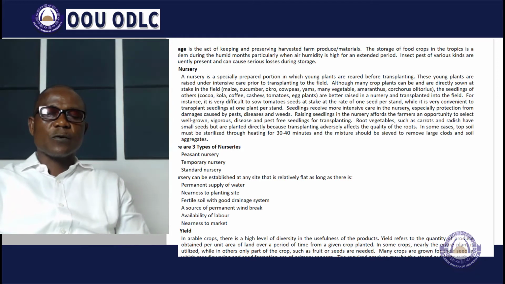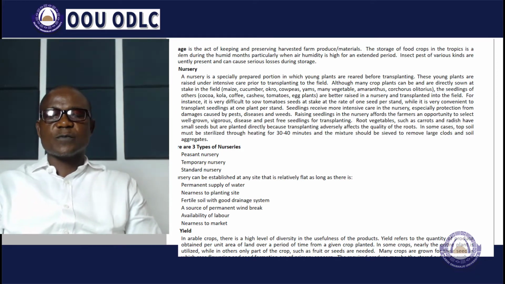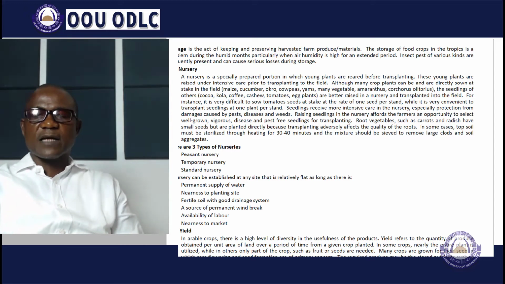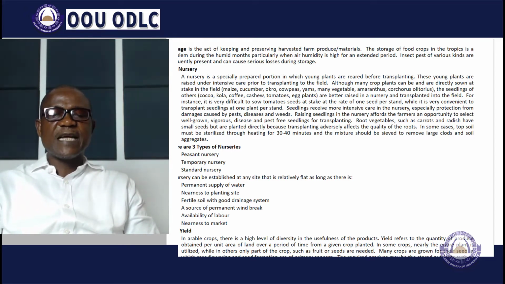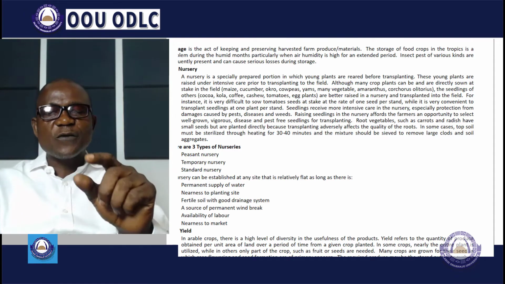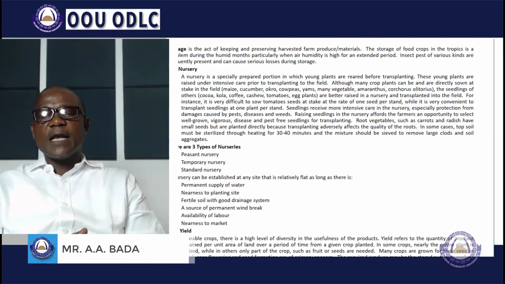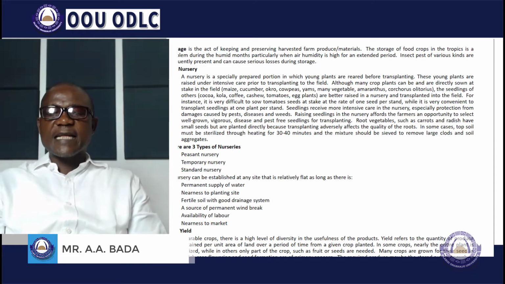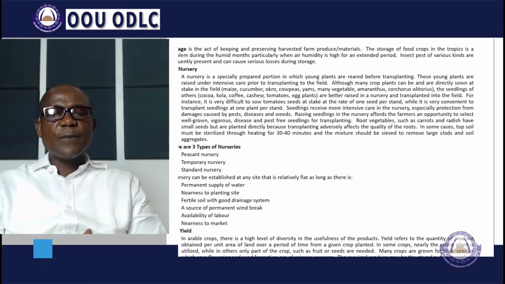Yield. In arable crops, there is a high level of diversity in the usefulness of the crops. Yield therefore refers to the quantity of produce obtained per unit area of land over a period of time from a given crop that is planted. In some crops, nearly the entire plant is utilized, while in others, only part of the crop, such as the fruits or seeds, are needed and utilized.